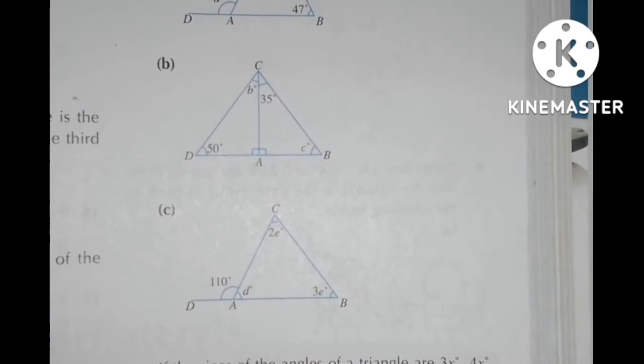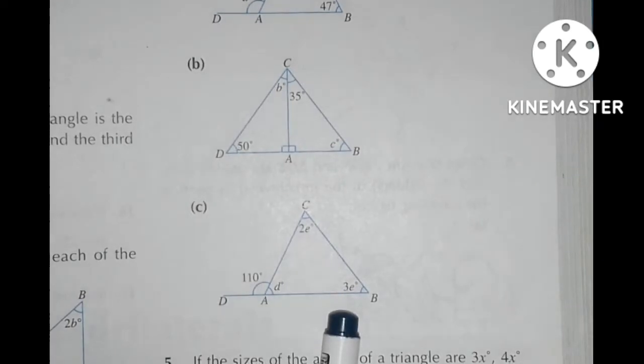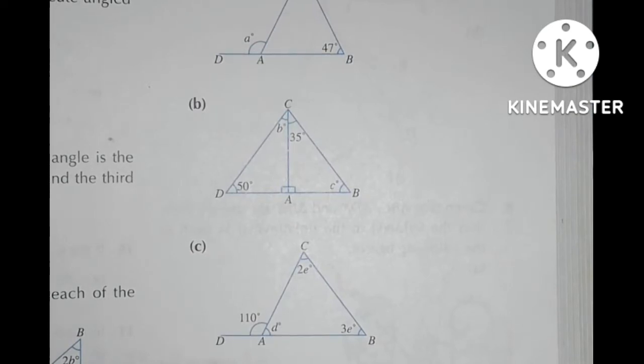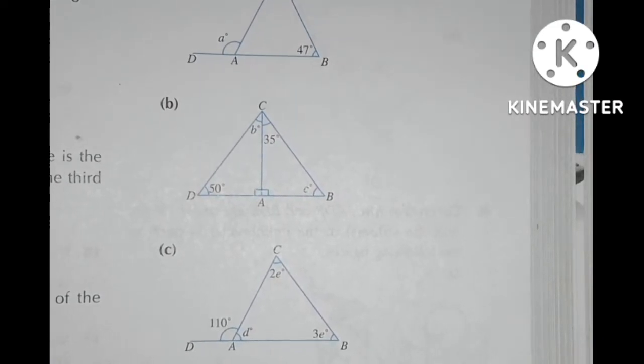If we see the question, you can clearly see there is 110 degree, 2E and 3E degree. The information given says DAB is a straight line. We know this very well: on a straight line, if we add 110 and D together, it will equal 180 degree, because they are supplementary angles. Then the interior angles of this triangle will be 2E, 3E and D. All the interior angles are basically unknown, D, 2E and 3E. They try to make the question difficult, but it is not difficult for us because we know the techniques.